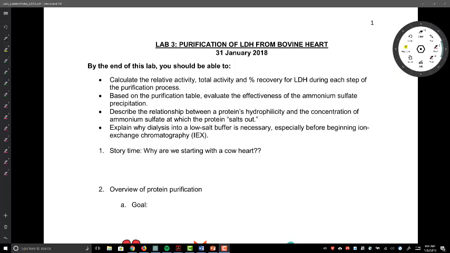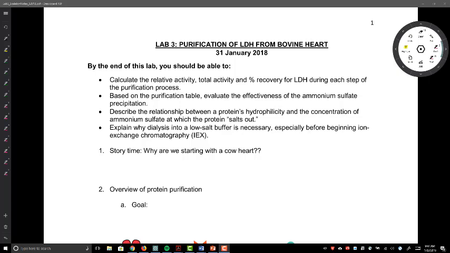Hello everyone, today we're going to talk more about how we purify lactate dehydrogenase from bovine or cow heart. So by the end of this lab, we're going to be able to calculate the relative activity, total activity, and percent recovery for LDH during each step of the purification process. And so that's how we can track how effective our purification is after each step.